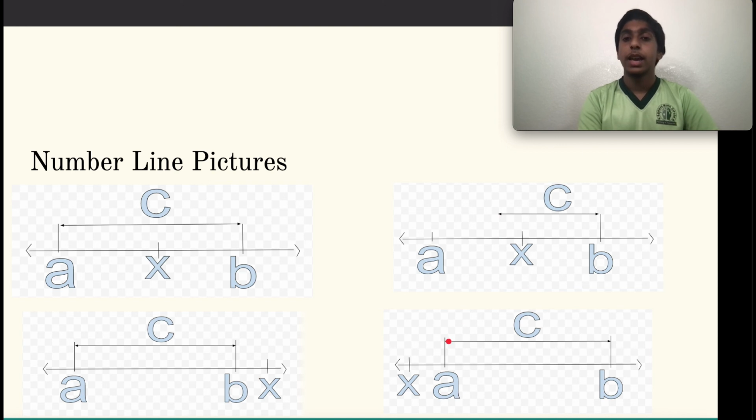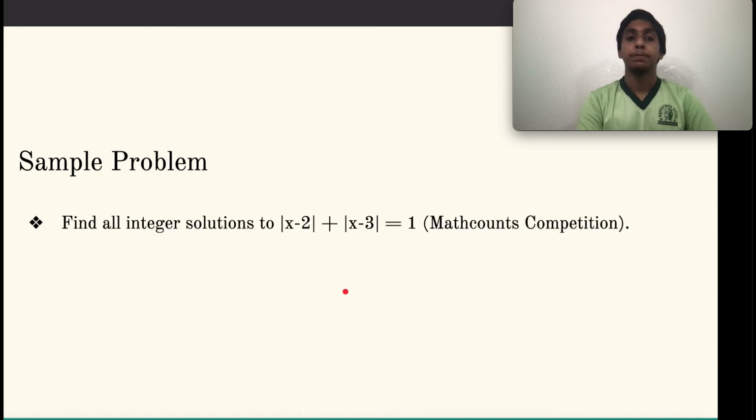And based on that, we have different solutions. Sometimes we have infinitely many solutions, sometimes we have no solutions, and sometimes we have two solutions, one on either extreme. So we're going to do a problem that involves all of this.